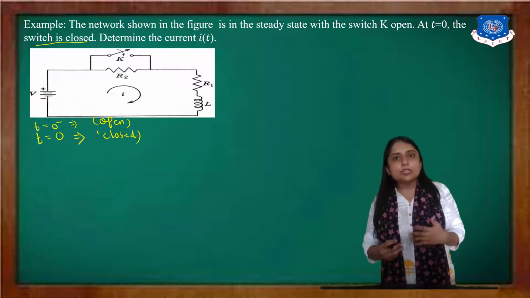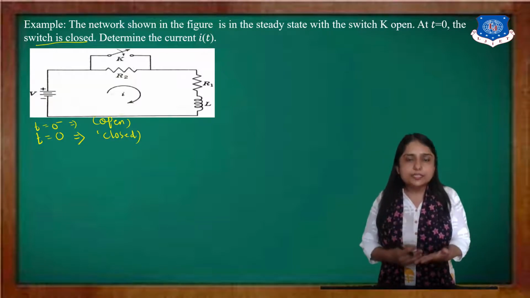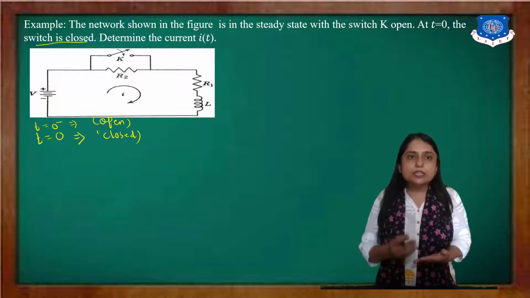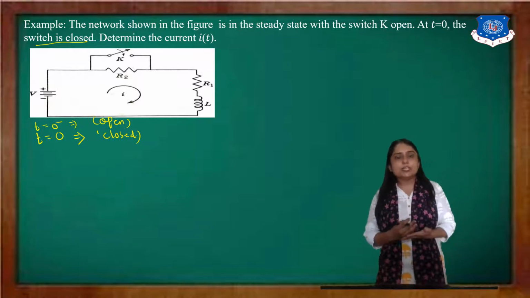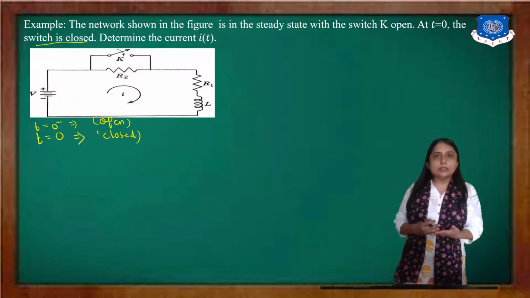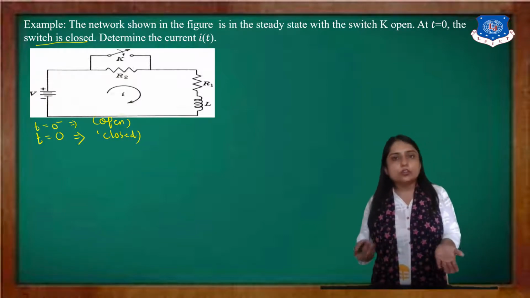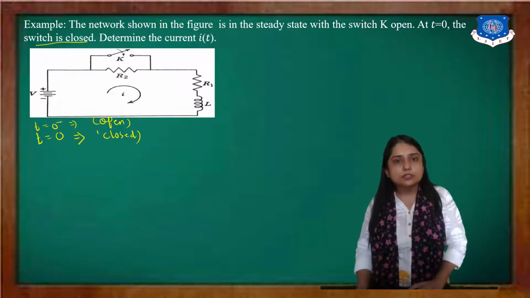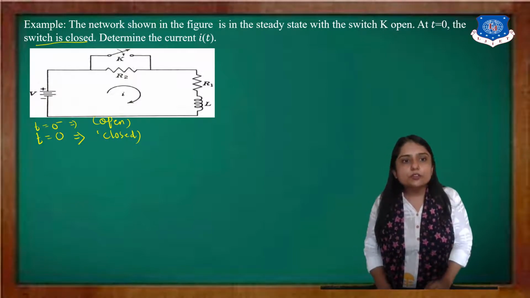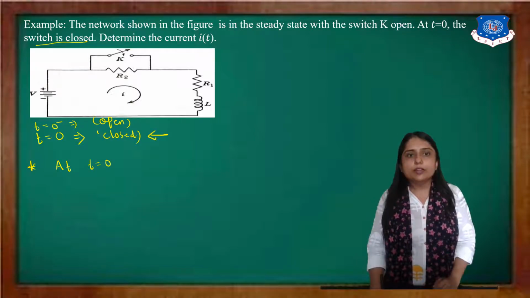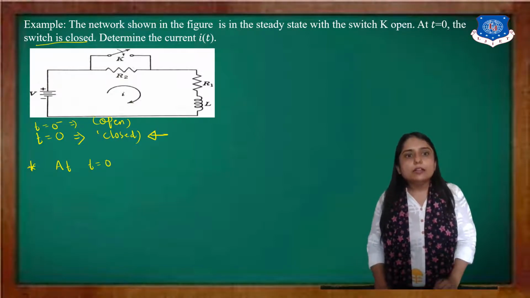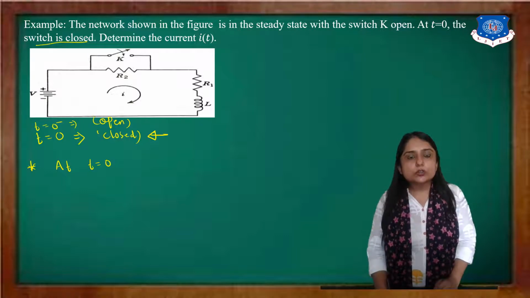That kind of example is from chapter number 6, initial conditions. But if it is just i of t or v of t, then that example is from the Laplace transform technique, or first order or higher order circuits. So first of all we will draw our required diagram for t greater than 0. For that, we have to consider the switch closed.